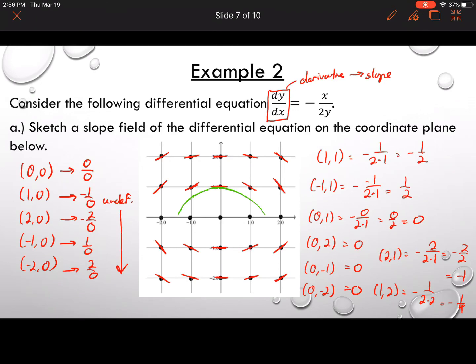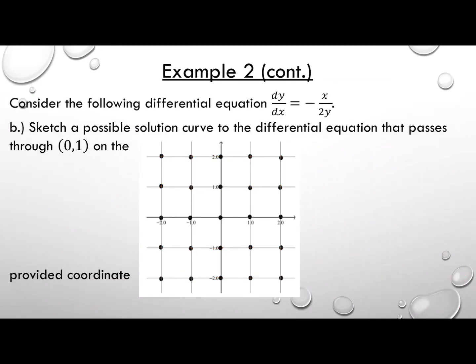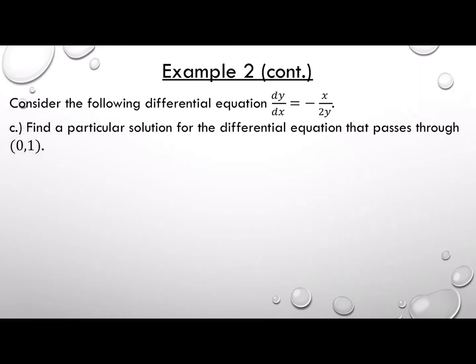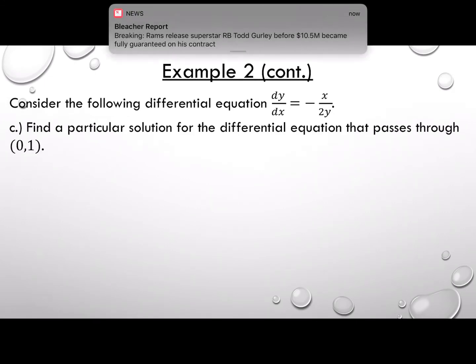Okay? All right, finally, C is a very popular type of question. I like to think it's a near guarantee you'll see a problem like this. So parts B and C are similar. Part B asks you to draw a solution curve. Part C actually tells you to find that solution. So part C is basically telling you to find the equation.